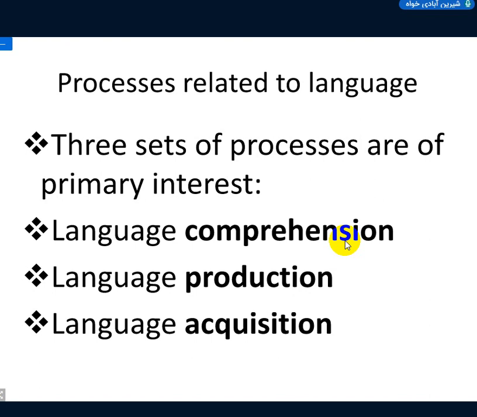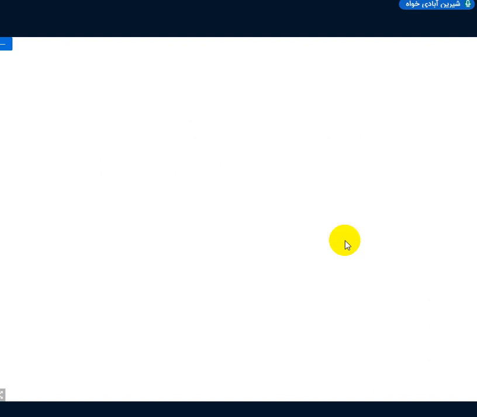And finally, we have language acquisition. Language acquisition can be considered both for children and for adults: how children are learning language, how adults are learning language, how children acquire language.